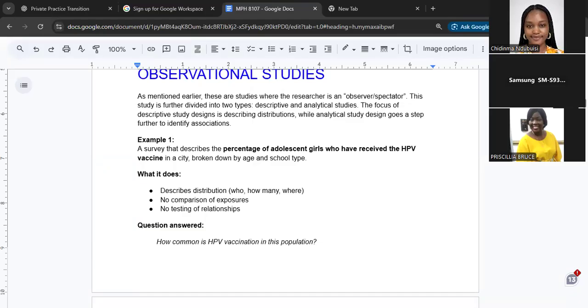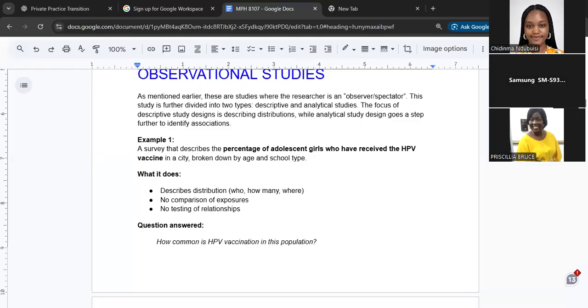So who are the people being affected? You have decided that there's something you want to study, a question you want to answer. The example we have here is, we want to know the percentage of adolescent girls who have received HPV vaccine in a city, broken down by age and school type. So we can already see the elements. In descriptive studies, we are describing the distribution most times.